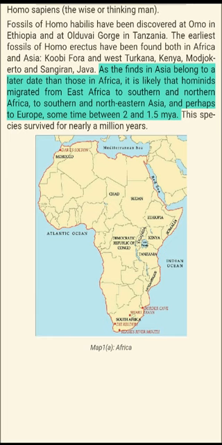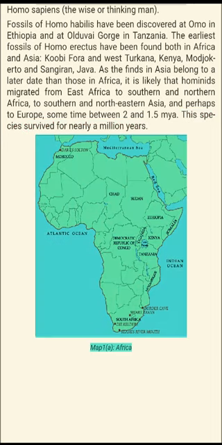The earliest fossils of Homo erectus have been found both in Africa and Asia: Koobi Fora and West Turkana, Kenya, Mojokerto and Sangiran, Java. As the finds in Asia belong to a later date than those in Africa, it is likely that hominids migrated from East Africa to Southern and Northern Africa, to Southern and Northeastern Asia, and perhaps to Europe, sometime between 2 and 1.5 mya. This species survived for nearly a million years.